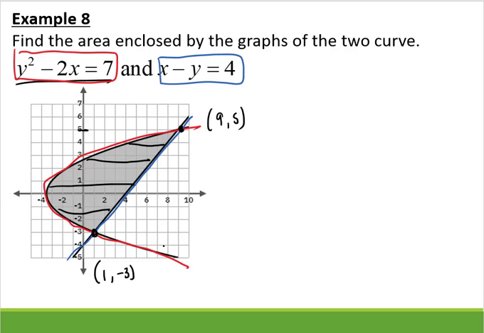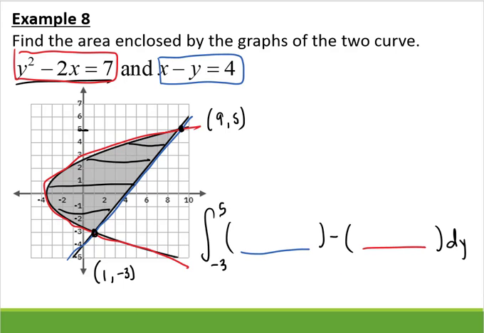Okay, so doing this in terms of y. We're going from -3 to 5 of my big function minus the little function, or the rightmost minus the leftmost. The rightmost is the blue function. The leftmost is the parabola. So remember that I need to get these as x equals. So getting the blue function as an x equals, I add the y over, we get 4 plus y.